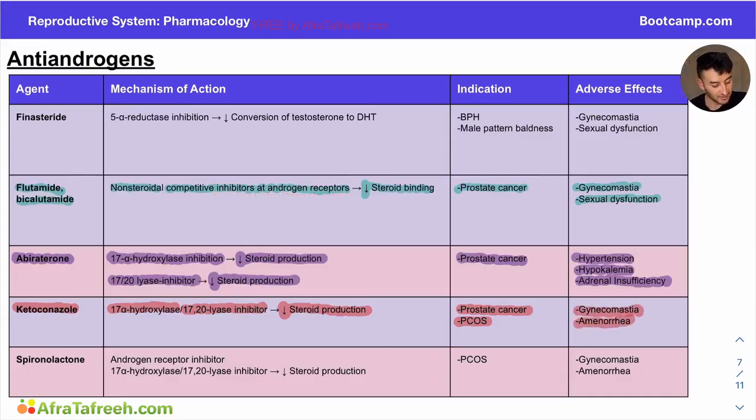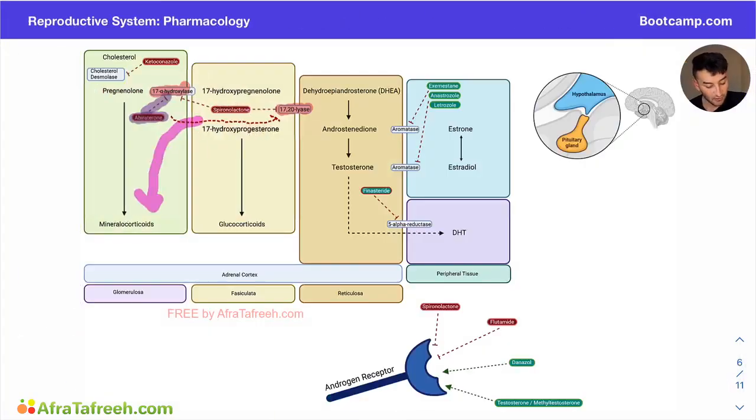Lastly, we're going to talk about spironolactone, and spironolactone is really interesting because it has two different mechanisms of action. It's going to first act as an androgen receptor inhibitor, and that's going to be out in the periphery, and then within the adrenal cortex steroid synthesis pathway, it's going to inhibit 17-alpha hydroxylase and 17-20 lyase, making decreased steroid production.